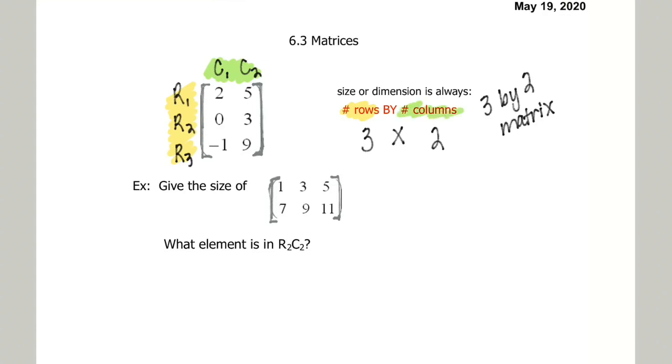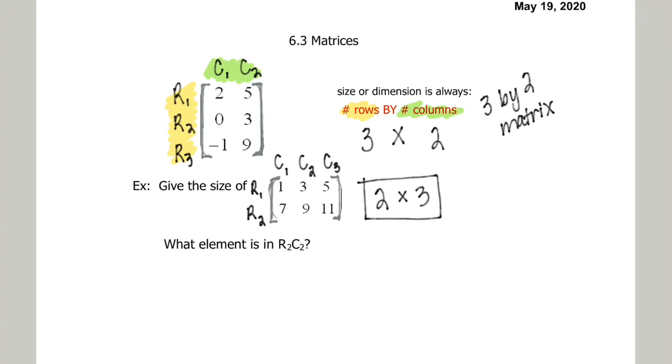So the size of this next matrix: we have 2 rows and we have 3 columns. So this would be a 2 by 3 matrix.